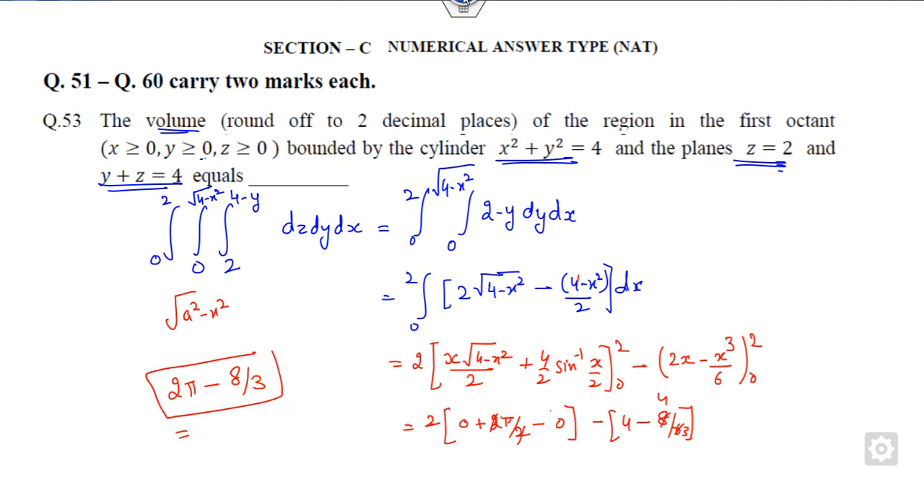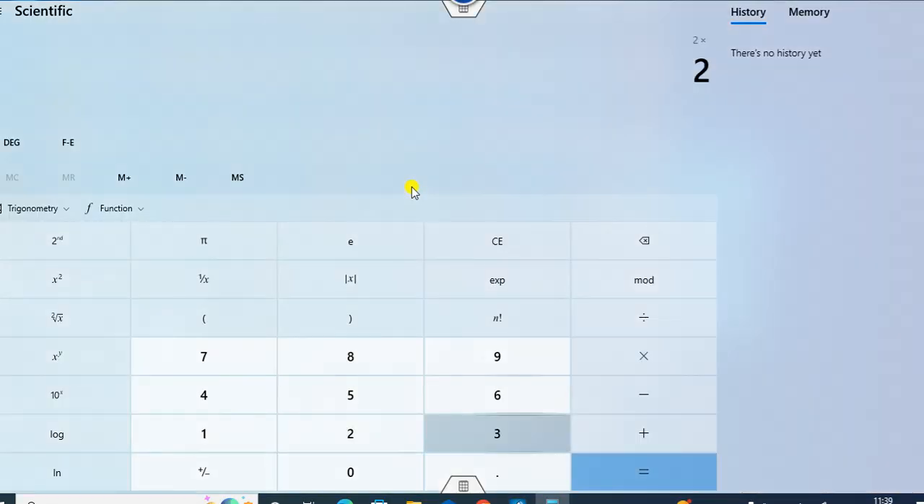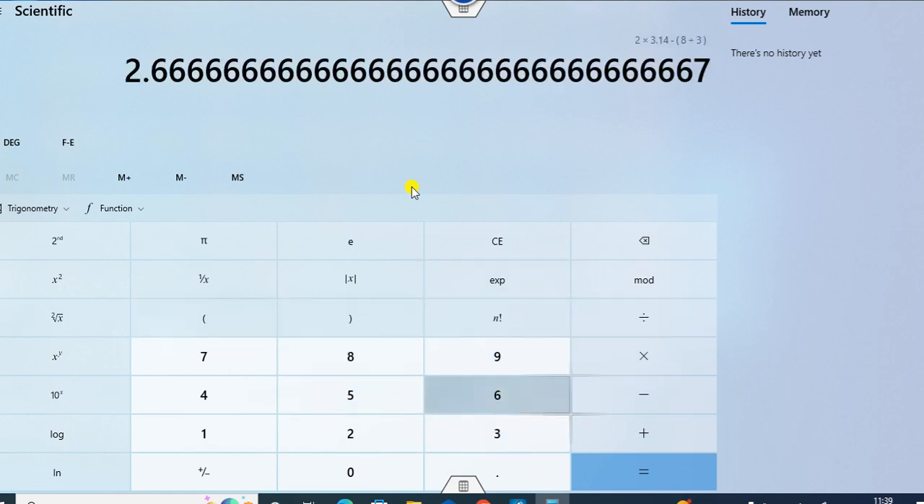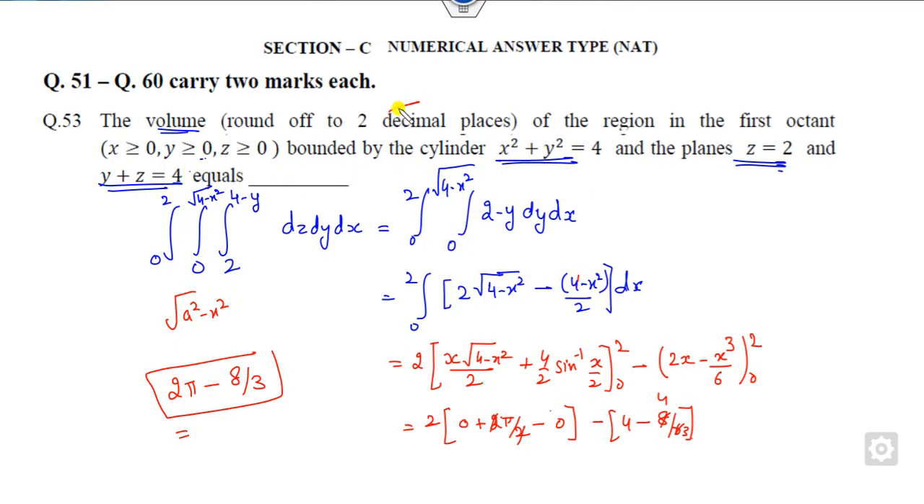We can use the calculator to find its exact value. Let's say I can write it as 2 multiply 3.14 minus 8 divided by 3. So the right answer is 3.61. You have to write up to 2 decimal places. So 3.61 is the right answer of this.